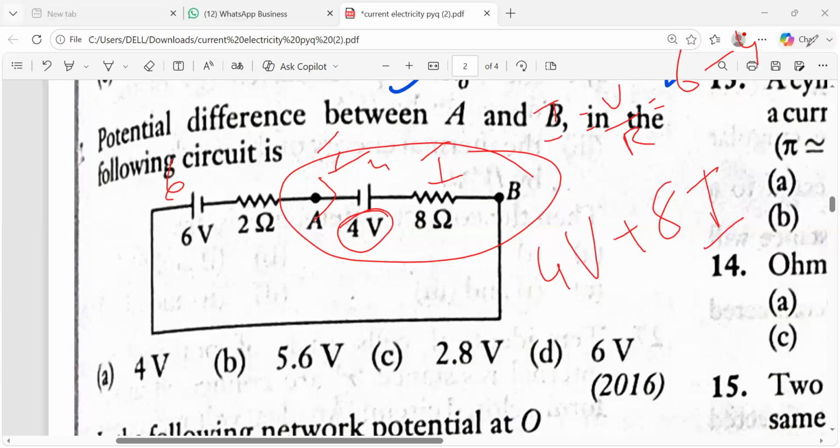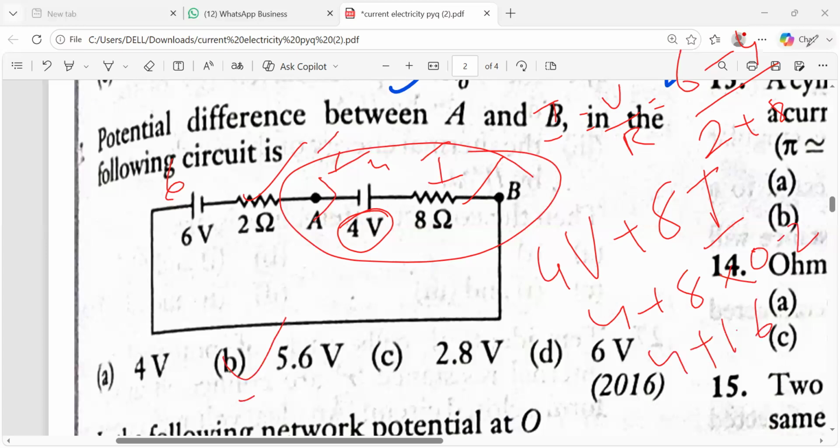What would my resistance be? Resistance always you have to add, 2 plus 8. Add whatever resistances are there, 2 and 8. So 2 by 10, I got 0.2. So 4 plus 8 into 0.2. So the answer is 4 plus 1.6, which is 5.6 volt.